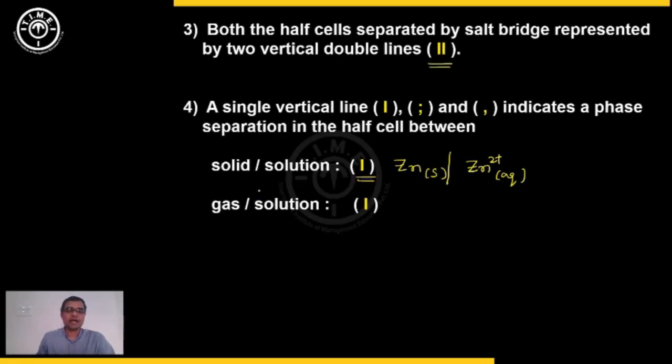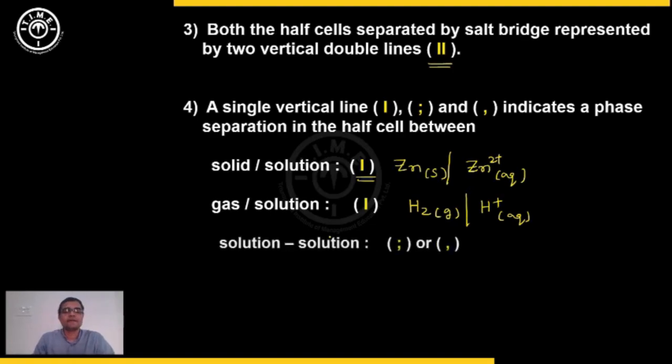Next, gas and solution are separated by a single vertical line. For example, hydrogen gas and H+ ion, the electrolyte, that is an aqueous solution. HCl also you can take. Hydrogen and HCl are separated by a single vertical line.